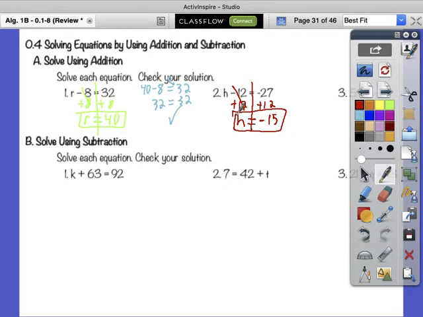Now we go back through and we can check this, right? So we plug it in for h. Negative 15 minus 12 is equal to negative 27. And I'll say equals. It does. Okay. Now negative 15 and minus 12. Are those the same sign?